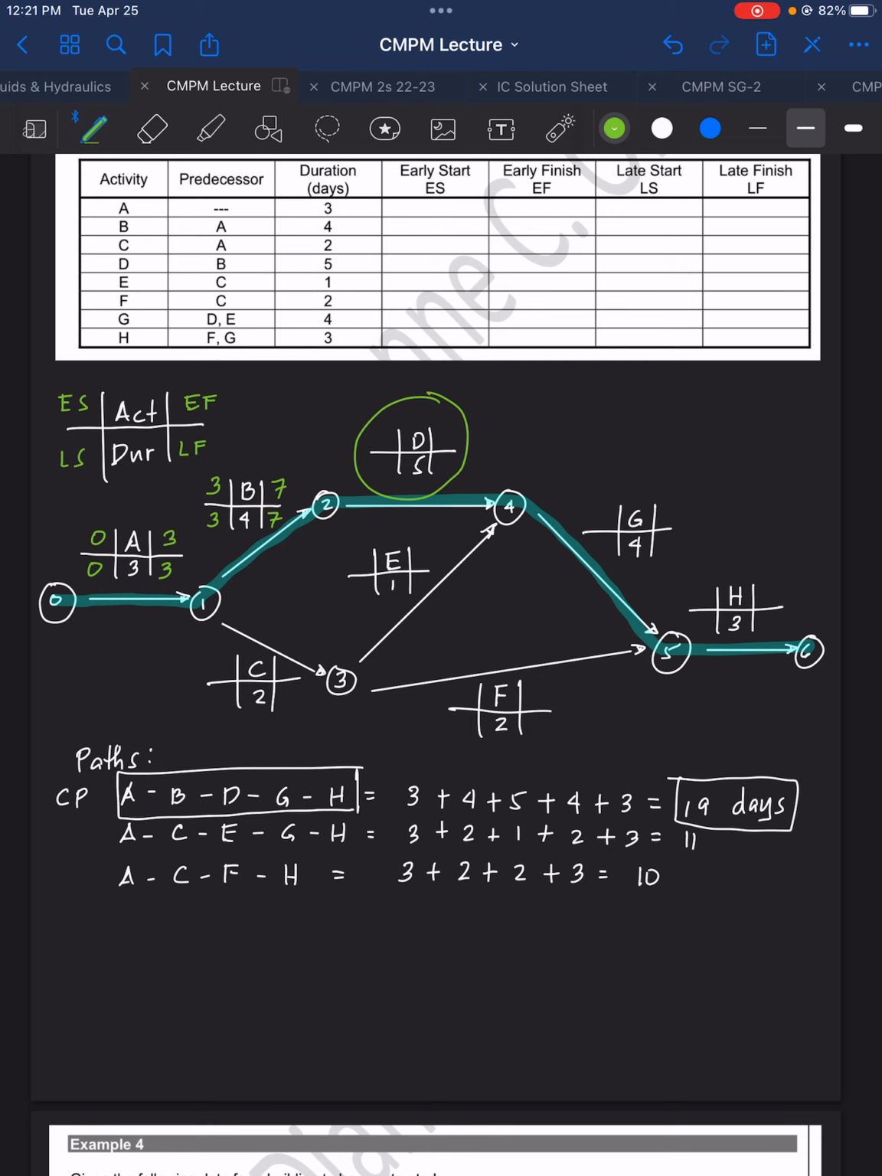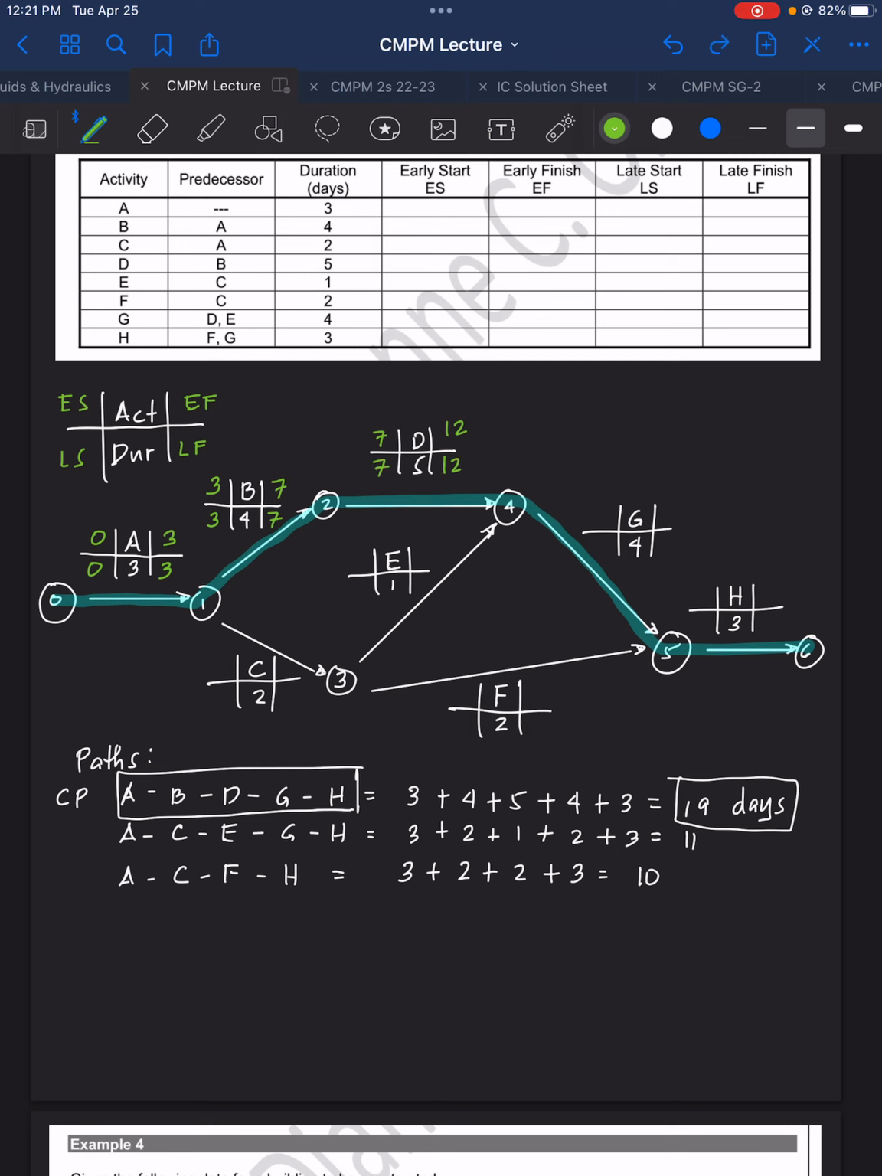For activity D, how many days before D can start? So A and B should be finished. So that is 3 plus 4 equals 7. And take note, it's the same as this one here. So 7 plus 5, that is 12. And it is along the critical path, so this is the same.